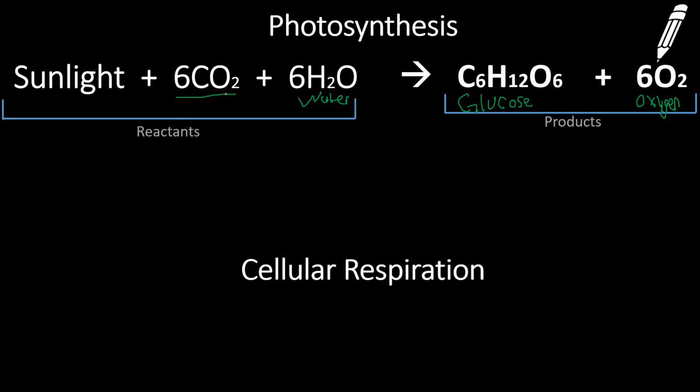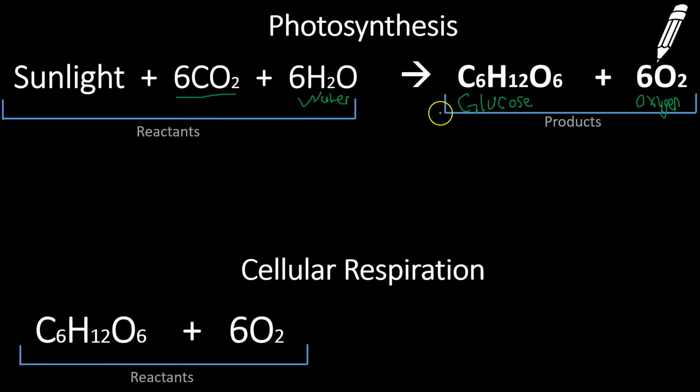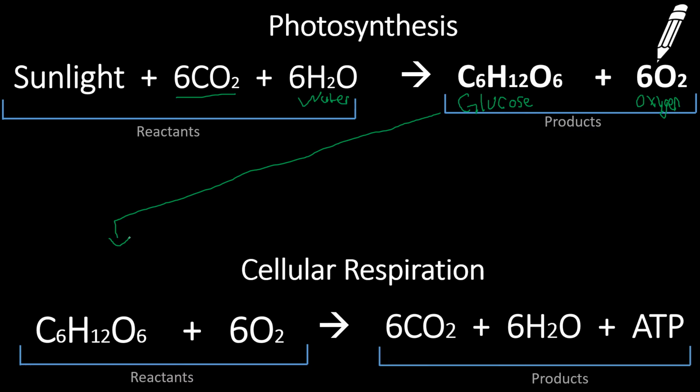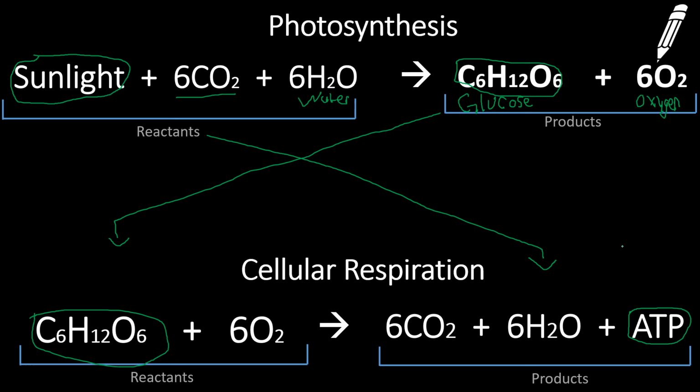Okay? If we look at cell respiration, it is the exact opposite. It is backwards. Okay? So our products in photosynthesis are actually the reactants in cellular respiration. And if we look at the products of cellular respiration, that's actually the reactants in photosynthesis. They're exact opposite processes. The only difference is photosynthesis is using light energy and storing that light energy into glucose. In cellular respiration, we're taking that stored energy in glucose, we're actually releasing it and storing it in ATP. Okay? Other than that, they're exactly the same.